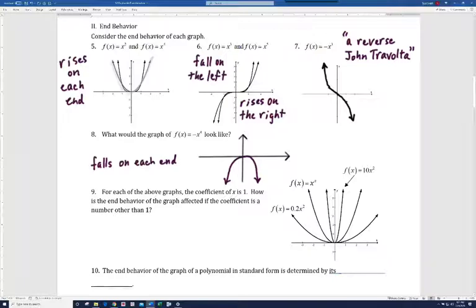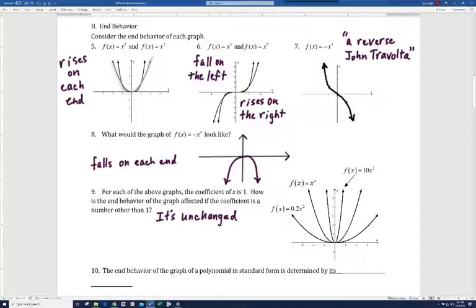If they were negative, the graph would just open down instead of up. But the bottom line is the end behavior is unchanged. It really doesn't matter if we have a coefficient other than 1. So finally, I'm ready to generalize the whole point of this conversation.